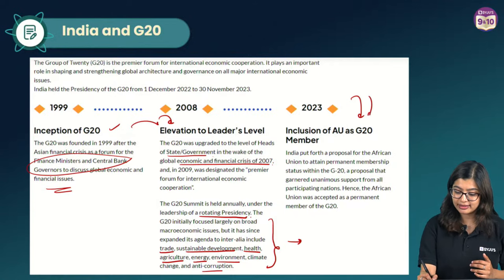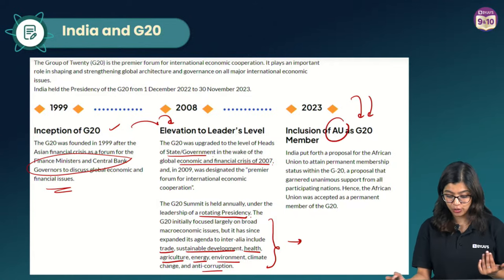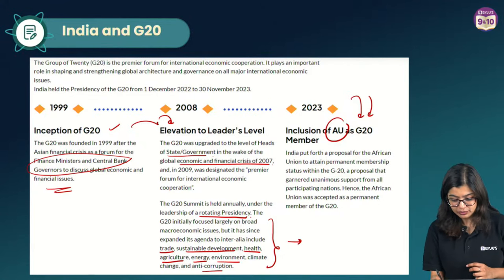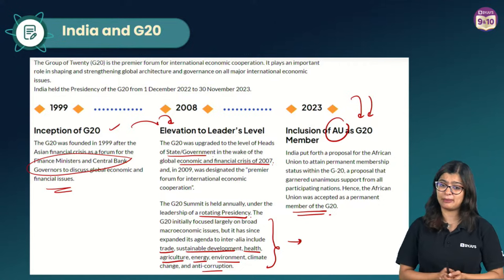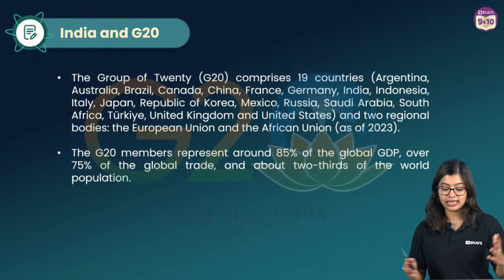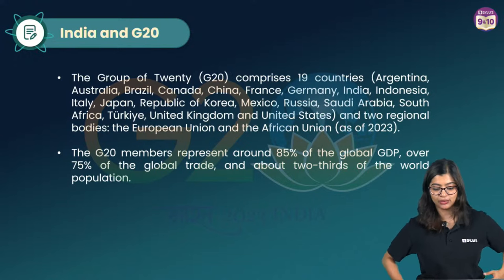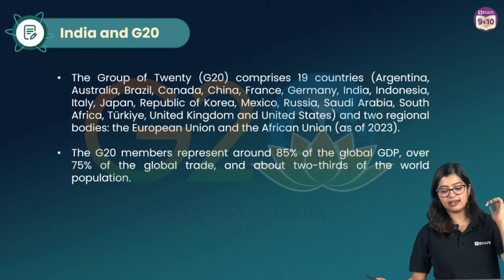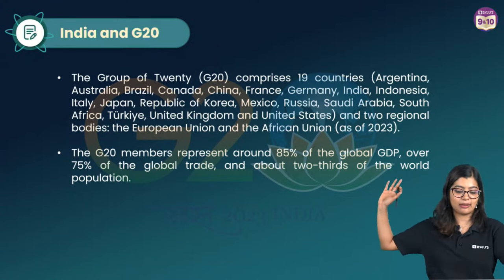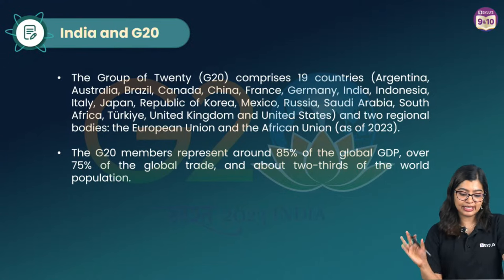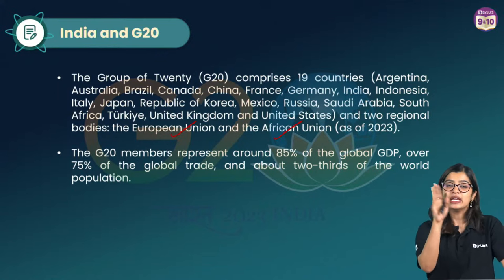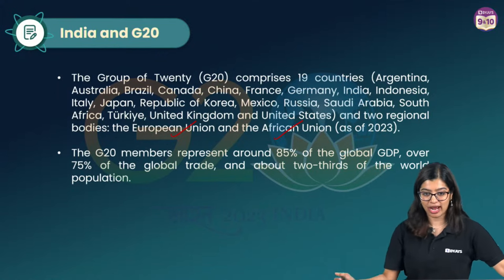Now in 2023, they've also included the AU, which is the African Union. So this has been brought in as a permanent member of the G20. Now, which are all our countries in G20? It has 19, and now we have our African Union as well. So in this case, we have Argentina, Australia, Brazil, Canada, China, all these countries coming together, along with the regional bodies of the EU and AU, right? Exactly. EU is your European Union, AU is your African Union.